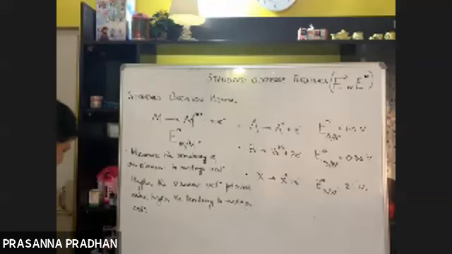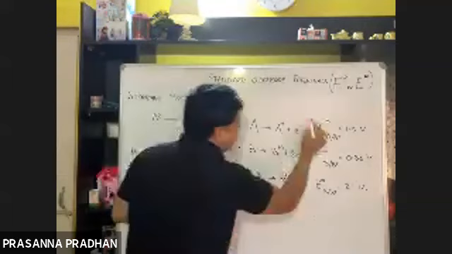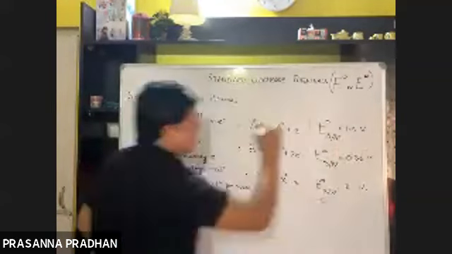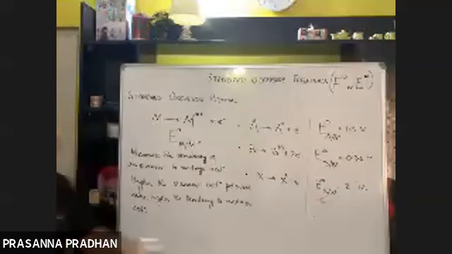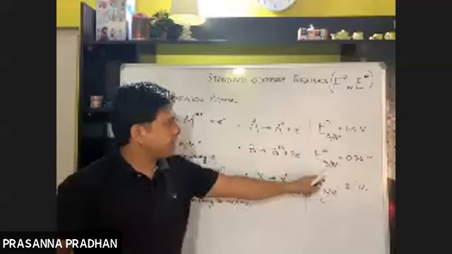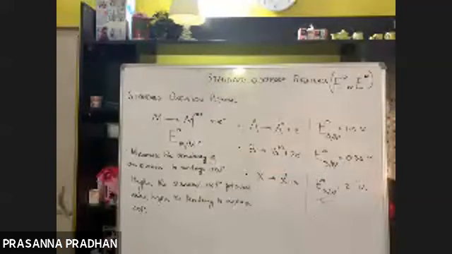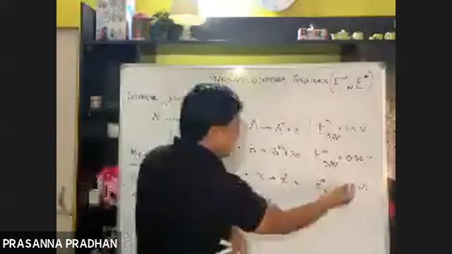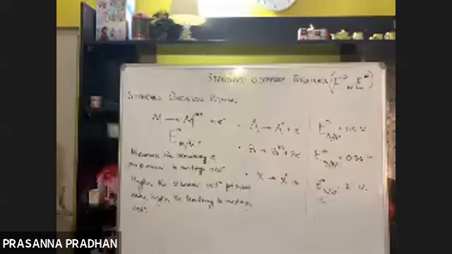You just need to compare the oxidation potential values. Which one has the highest oxidation potential value among these three? I think it's X. So X has the highest tendency to undergo oxidation since its oxidation potential value is highest among the three, followed by A, followed by B. Higher the oxidation potential value, higher the tendency to undergo oxidation.